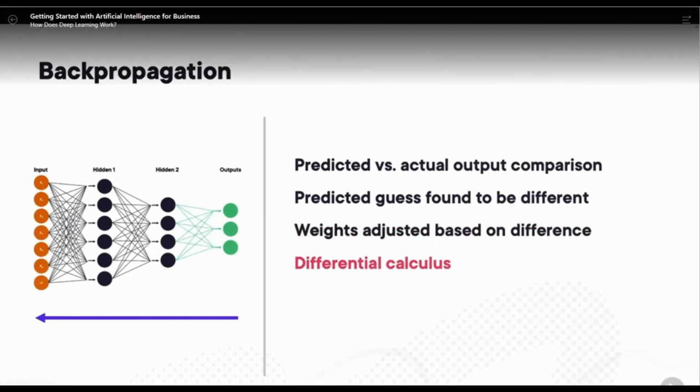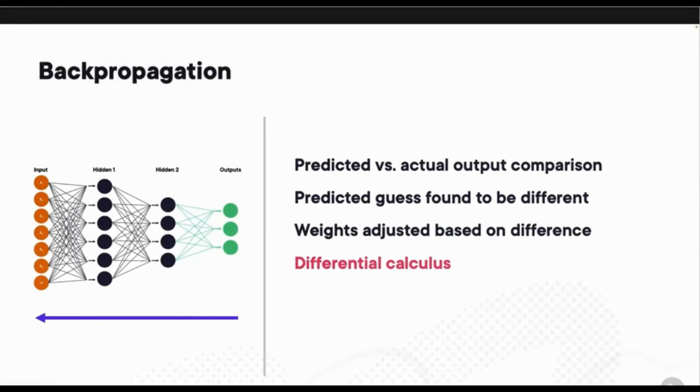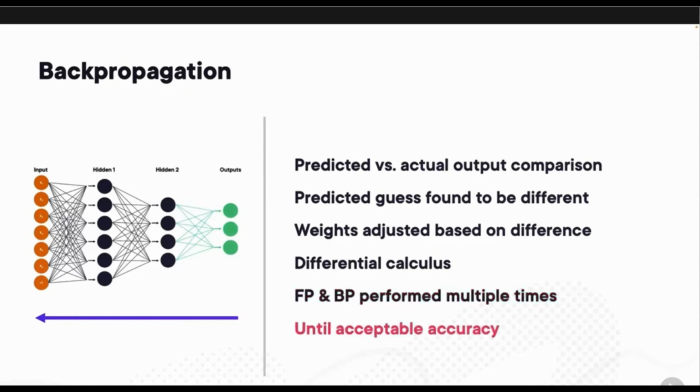Now, forward propagation and backpropagation is performed multiple times, and each time the network keeps adjusting its weights until finally the network is able to solve the problem with acceptable accuracy. That, in a nutshell, is how a neural network works. It might be a good idea to watch this video one more time because it is very important for a conceptual understanding of what goes on behind the scenes in deep learning.